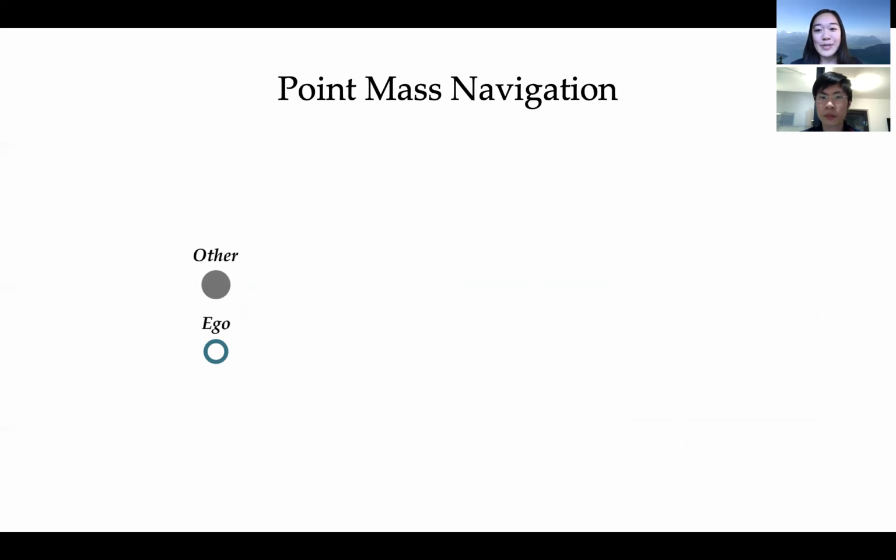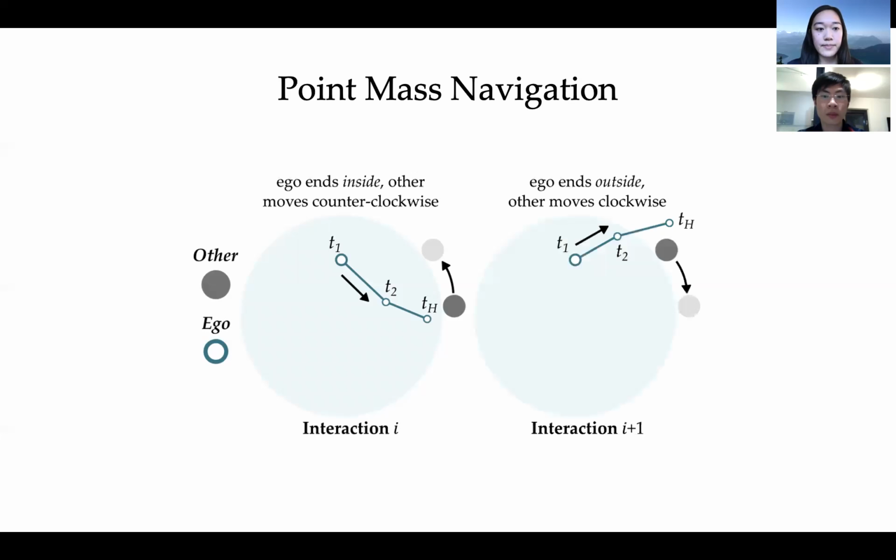Our first experiment is a simple navigation task where the ego agent, represented by the teal circle, is trying to capture the other agent, represented by the gray circle. The ego agent always starts each interaction at the same spot, T1, while the other agent sits somewhere along the shaded blue circle. During each interaction, the ego agent needs to capture the other agent as quickly as possible. But it never observes the position of the other agent, and instead it receives reward based on how far they are from each other. The other agent is only allowed to move between interactions. Specifically, it will move either clockwise or counterclockwise, depending on whether the ego agent's final position is inside or outside of the circle.